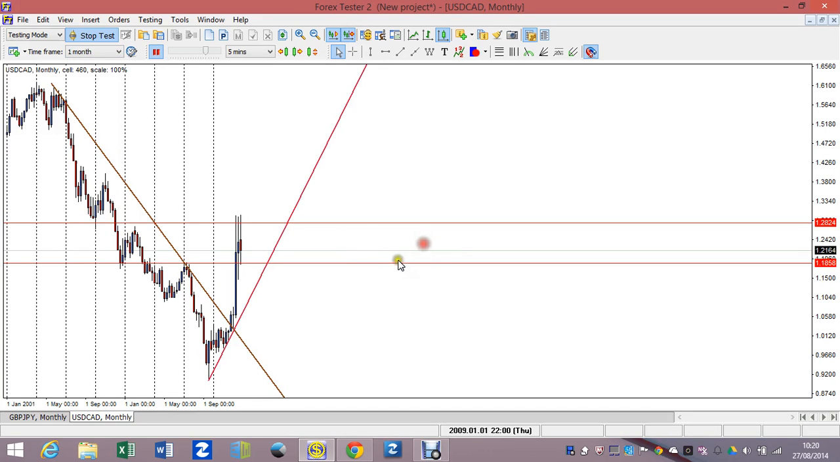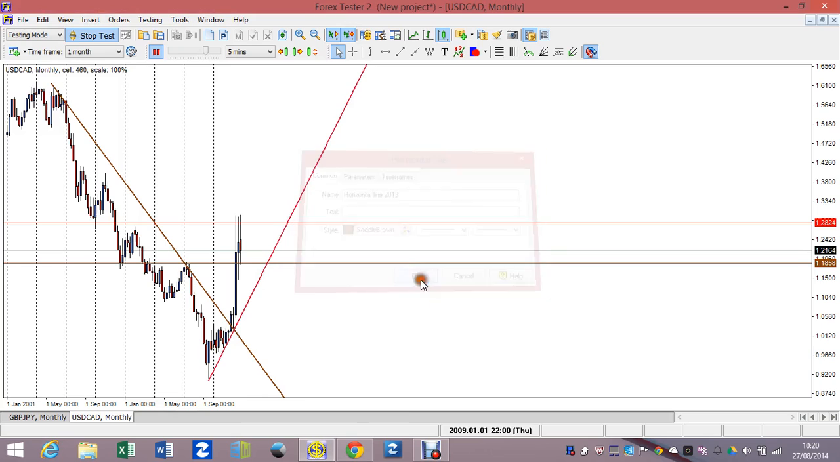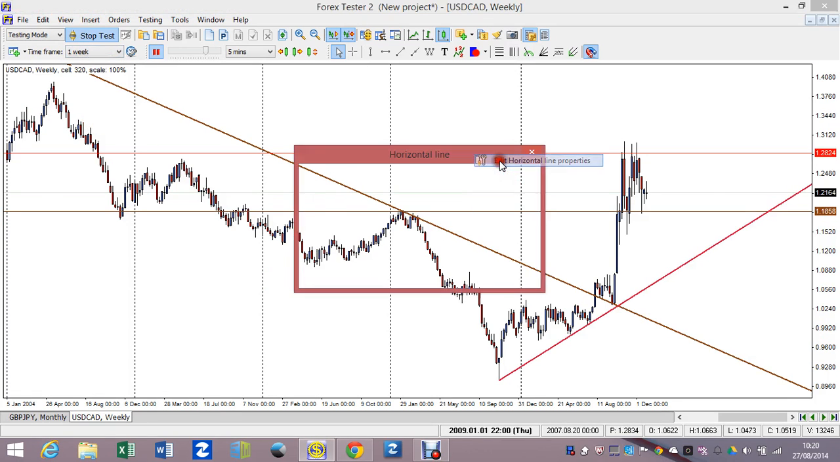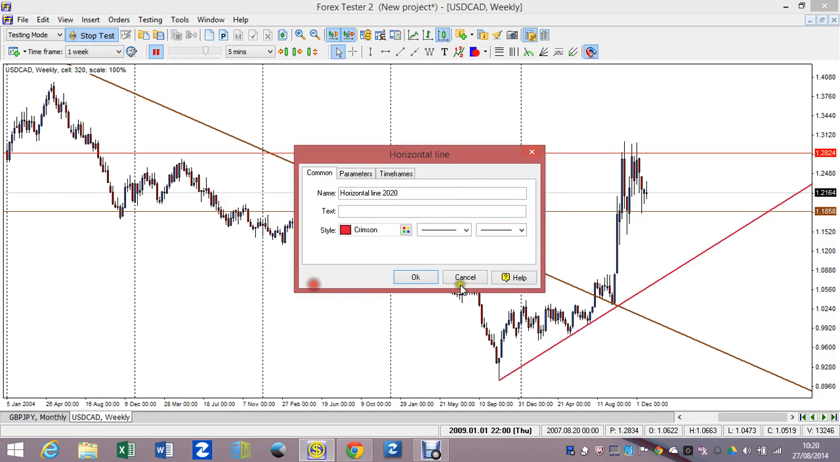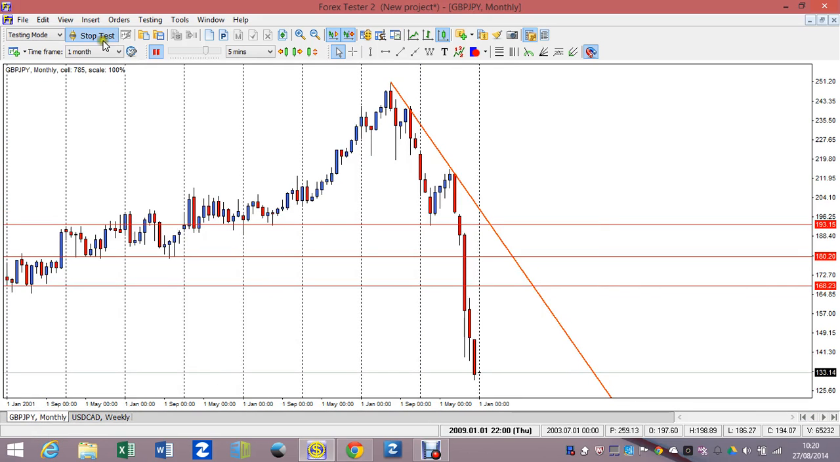Back to the monthly. So this was a monthly horizontal line. And this is a weekly horizontal line as well. Okay, so a big strong move up here on the weekly chart. Go back to pound yen.